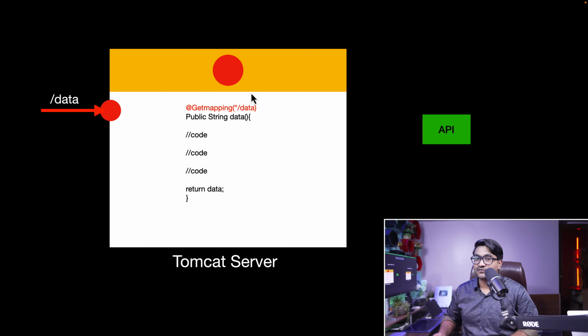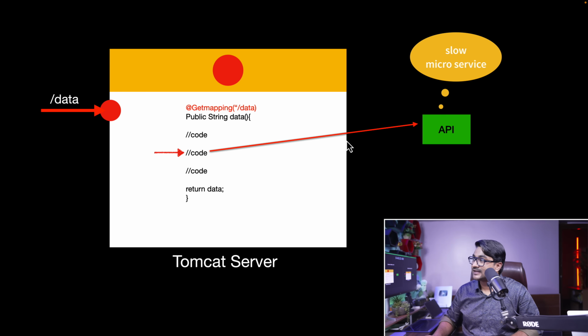Now, one of the server threads is assigned to handle that request. And now this thread is responsible for the complete request and response cycle for this particular user request. Our program execution will be started by this particular thread. Let's say the first line executes fine. And in the second line, we're making an external REST API call. But here, the API is not sending us the response back. Let's say it is taking a bit of time.